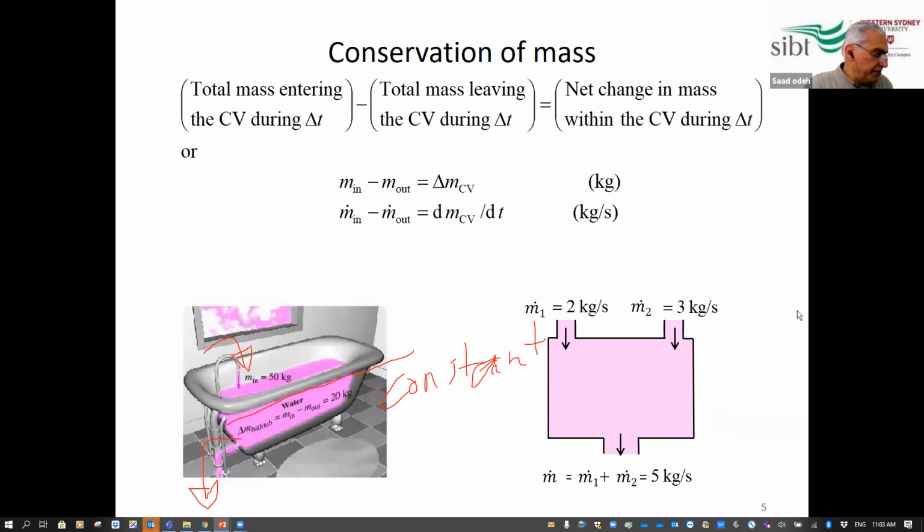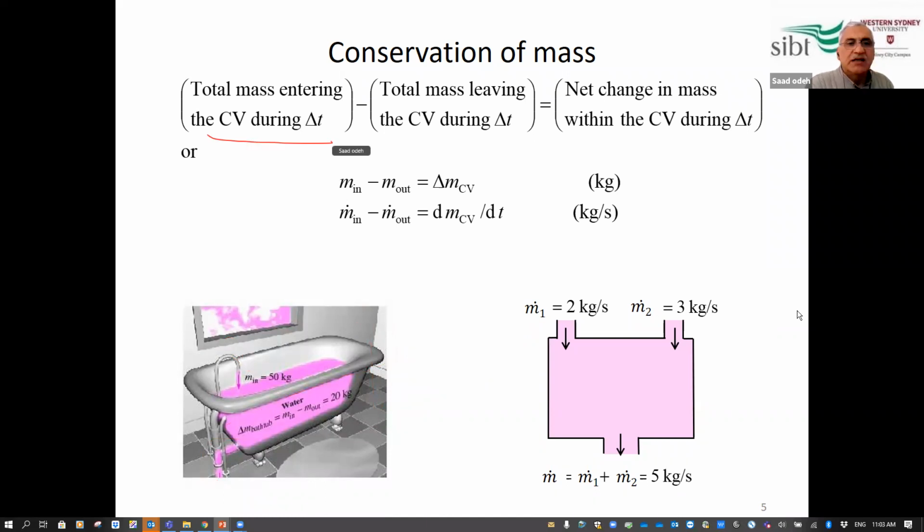But if the mass, for example, entering the tub is more than the mass leaving the tub, then we can find that there is a rise in water level with time, because we have more water coming than water leaving. So we call this kind of balance conservation of mass, or mass conservation. Okay, so we follow this equation actually.